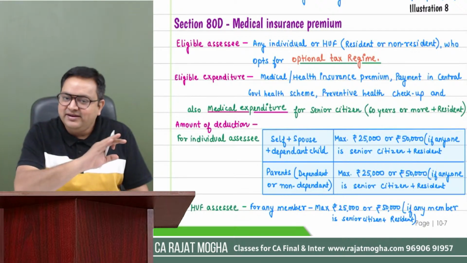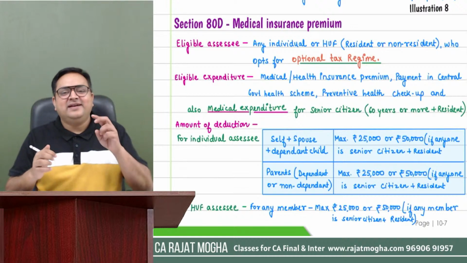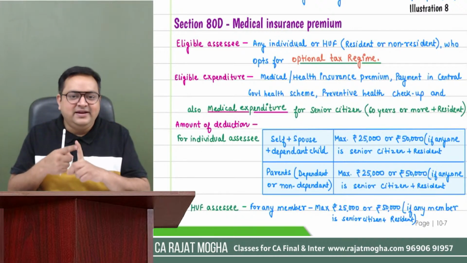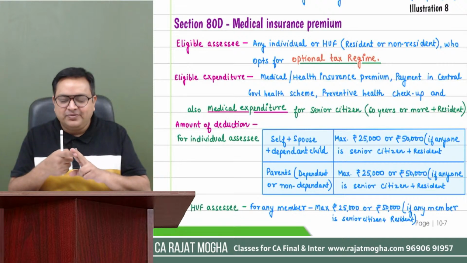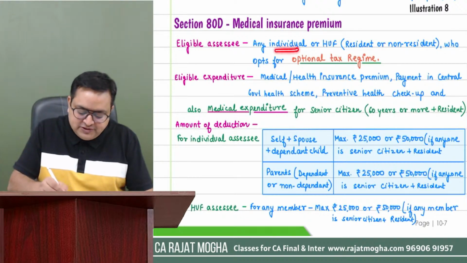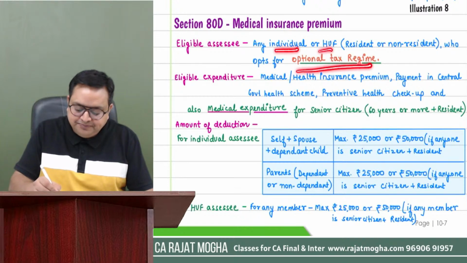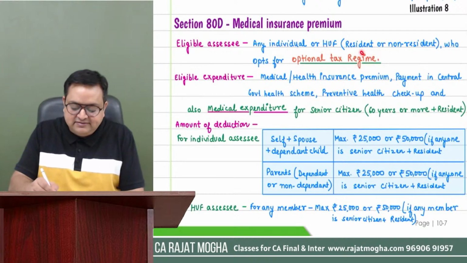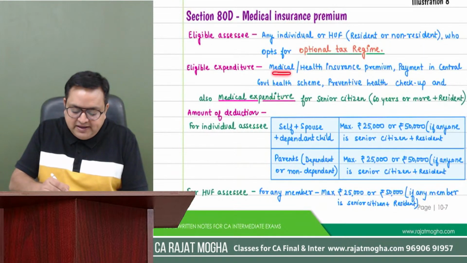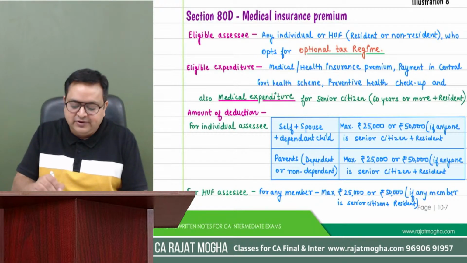And can an assessee who is opting for the new tax regime claim deduction under 80D? The answer is no, because we understand that for them only three sections are allowed: 80CCD(2), 80CCH(2), and 80JJA. So this is only for those individuals or HUF who are opting for the optional tax regime. Whether that person is a resident or non-resident, 80D is allowed. So if they are paying for medical insurance, health insurance, or payment to CGHS scheme, that is also allowed.